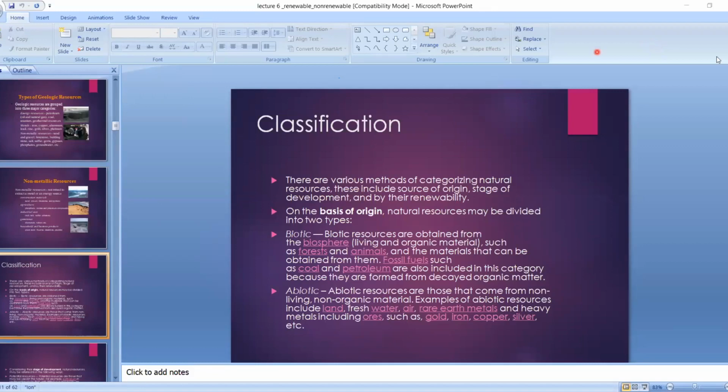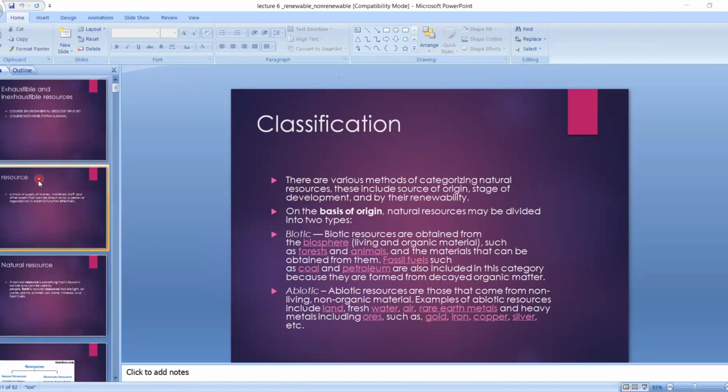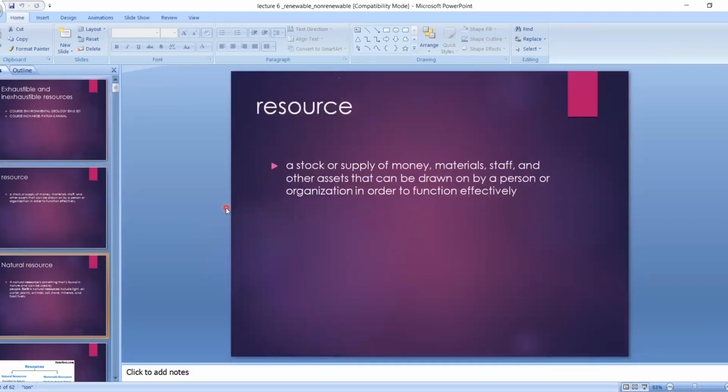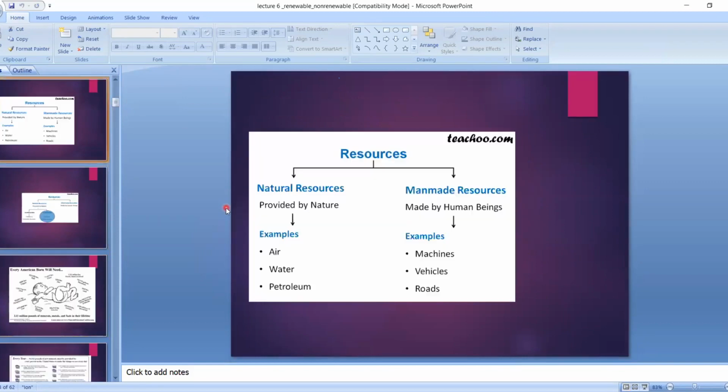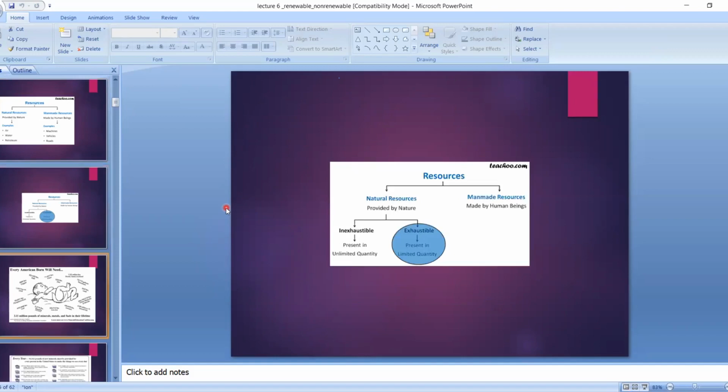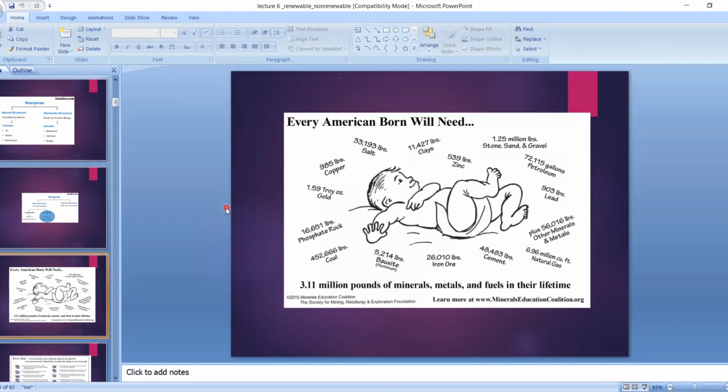Hello, everyone. So, we were discussing in our last lecture about renewable resources, exhaustible resources, inexhaustible resources, and geological resources, etc. And we discussed what a resource is, what natural resources are, what the types of natural resources are, and how an American baby needs all of these resources in his or her lifetime. And these are the highest consumption of resources utilization.